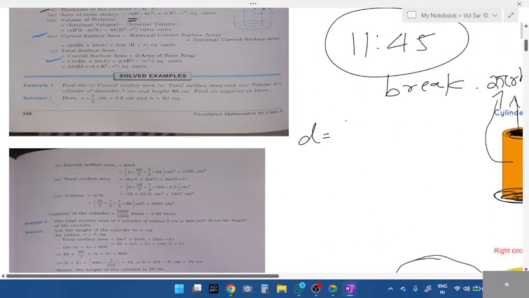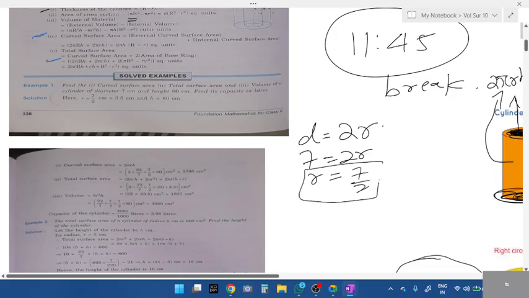Diameter is given. Nowhere do we use diameter in the formula. Always convert into radius. Diameter is 2 times radius. So 7 is equal to 2r. r is equal to, what's the value, students? You can keep 3.5 or 7 by 2. Next, what is the height given? Height is equal to 80 centimeters. Yes, we need to find the capacity in liters. Capacity is nothing but volume. Later we'll convert it into liters.